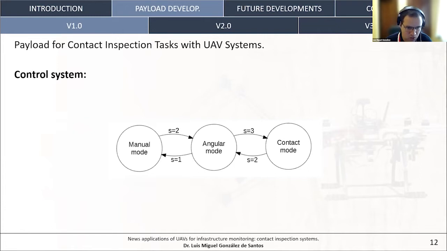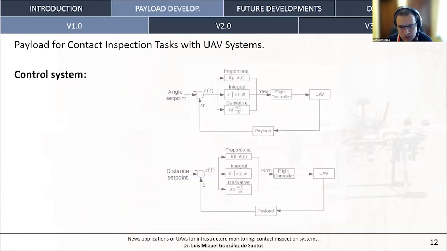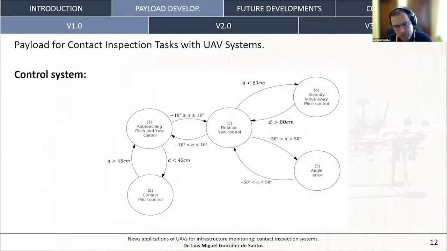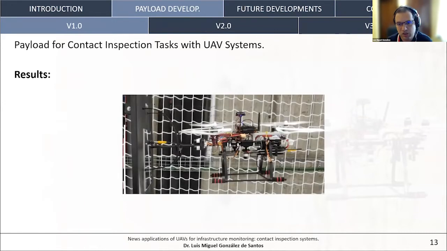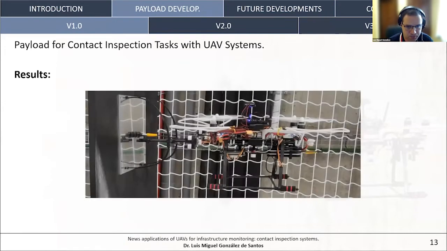In the angular mode and contact mode, PID algorithms were used to control the signals, and also in the contact mode, a hybrid automaton system was implemented, where each state of this hybrid automaton represents a possible operational state of the drone during the contact inspection, and each one implements a different control algorithm or different control variables. This system was tested in an indoor laboratory, obtaining good results.